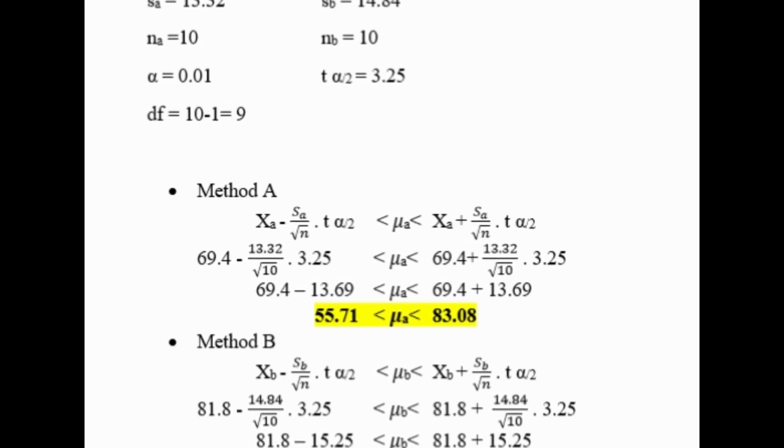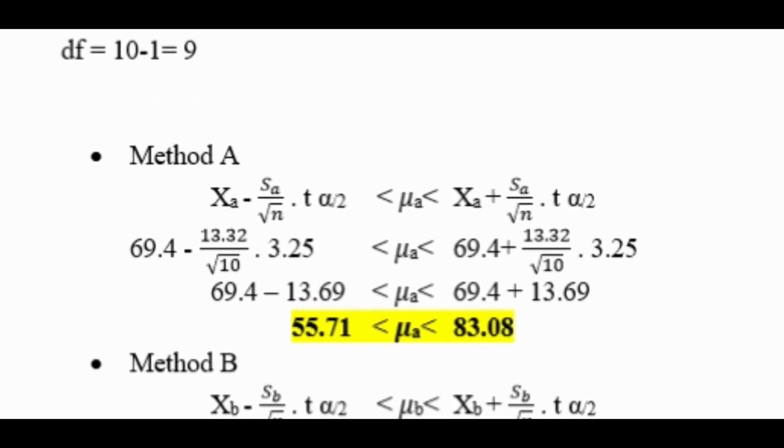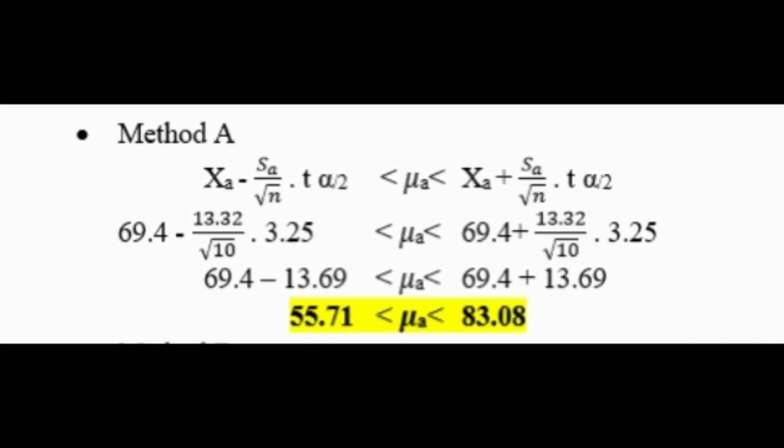This is the formula to find the estimation and confidence intervals on sample. So we just need to put the numbers that we already got into the formula. For method A, the mean is 69.4 minus 13.32, which is the standard deviation, divided by the square root of n, which is 10, and multiplied by the t, alpha divided by 2, that we got, which is 3.25. And on the right side, also do the same.